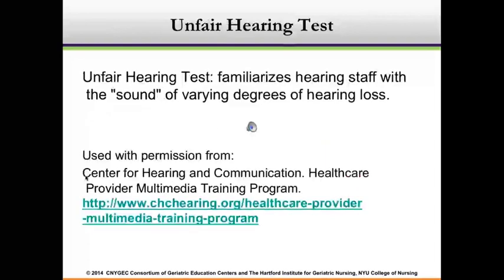And I have here what we call an unfair hearing test, which is from the League for the Hard of Hearing, and it's actually now called the Center for Hearing and Communication. It will give you an idea of what it's like to have a hearing loss, and then what it's like to have some hearing aids. So take out a piece of paper, some scrap paper. You're not going to be handing it in to me. And see how well you do. I can guarantee you that it's not going to be as easy as you think. So here we go.